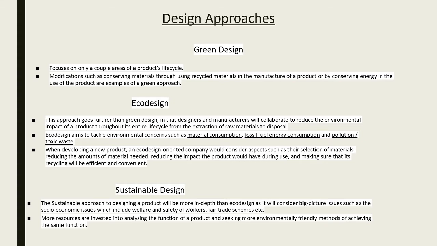So in terms of design approaches that manufacturers and designers can take with products, there's a few different ways of doing it. So the first one is green design. So this focuses only on a couple of areas of the product's life cycle. So modifications such as conserving materials through using recycled material in the manufacture of the product, or by conserving energy in the use of the product, are examples of a green approach.